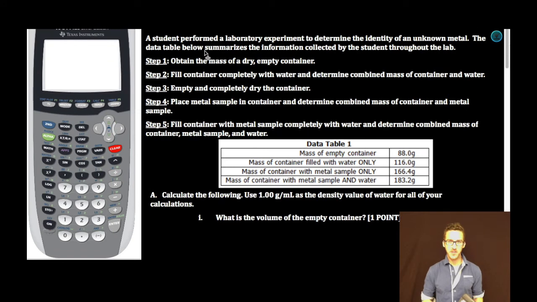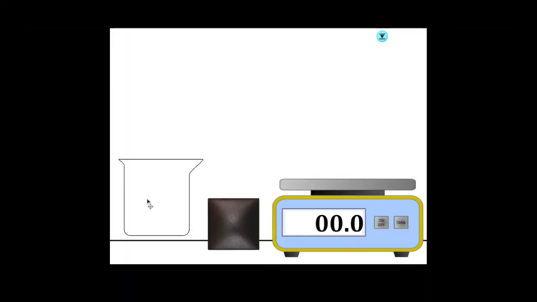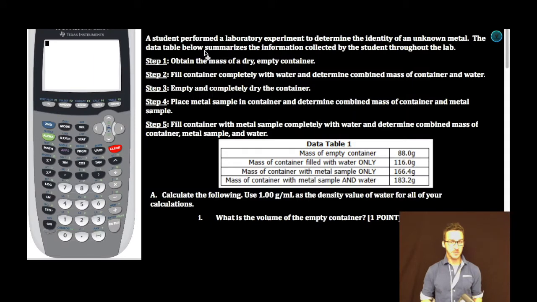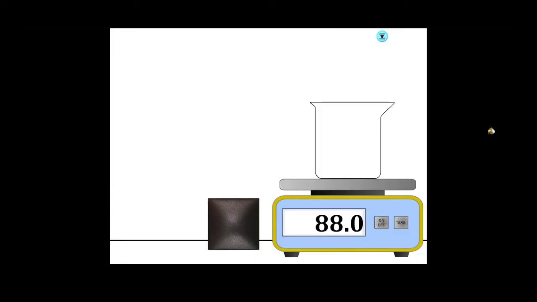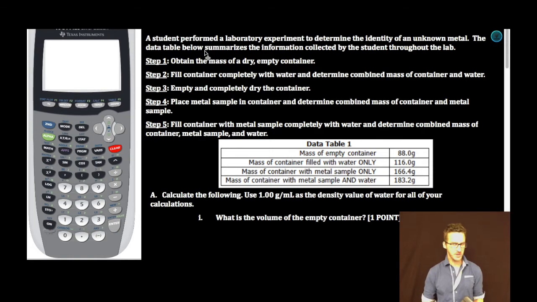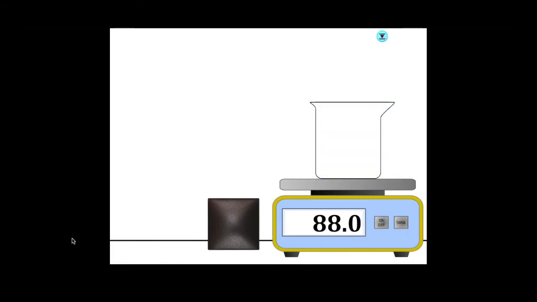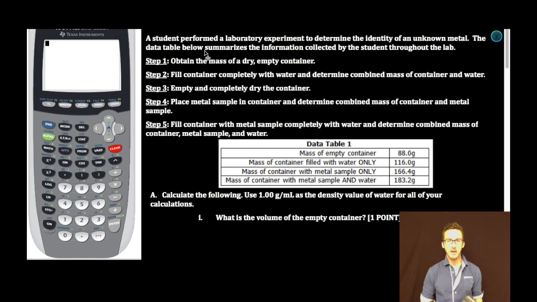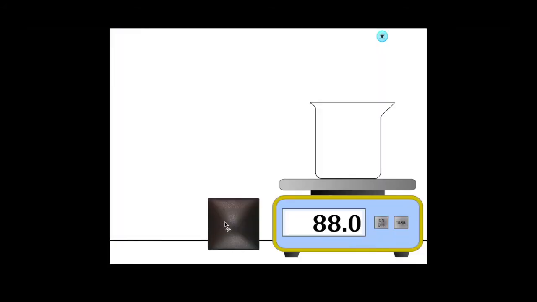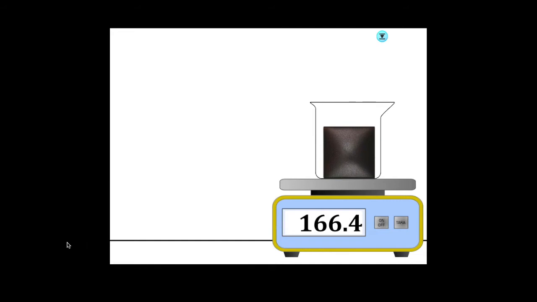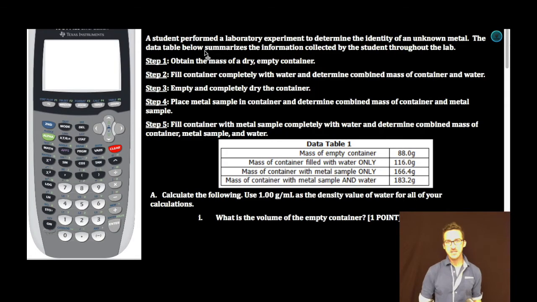Step 1. Obtain the mass of a dry, empty container. Step 2. Fill container completely with water and determine combined mass of container and water. Step 3. Empty and completely dry the container. Step 4. Place metal sample in container and determine combined mass of container and metal sample. Step 5. Fill container with metal sample completely with water and determine combined mass of container, metal sample, and water.